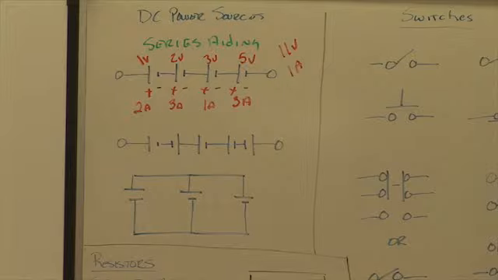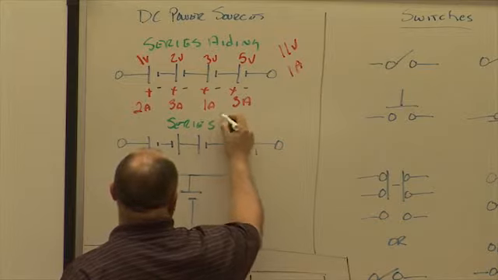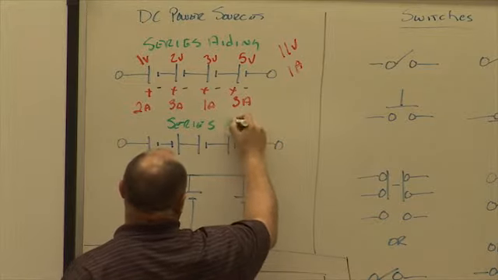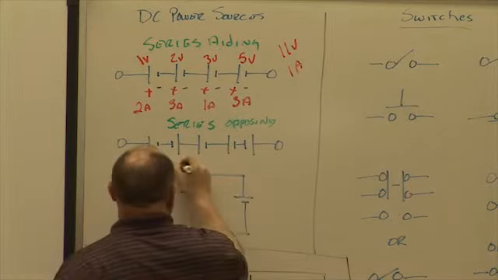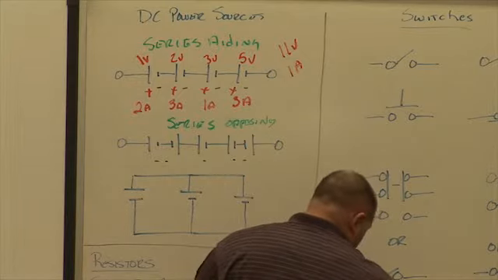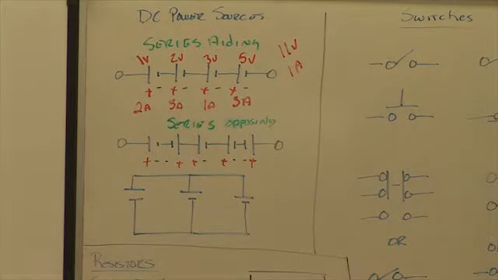Okay. What about the one below this? That must be series what? Opposing. You have to be able to identify these things. Notice the difference in the configuration. So we start from the far left: positive, negative. Oh, it's negative. We start from the far right: positive. So it must be opposing.